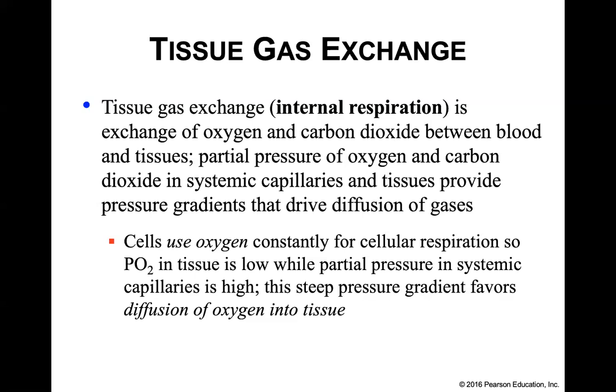Cells will use oxygen constantly for cellular respiration. So the PO2 in tissues is relatively low, while the partial pressure in systemic capillaries is high. Again, this steep pressure gradient favors the diffusion of oxygen now from the blood, where it's high, to the tissues, where it is low.